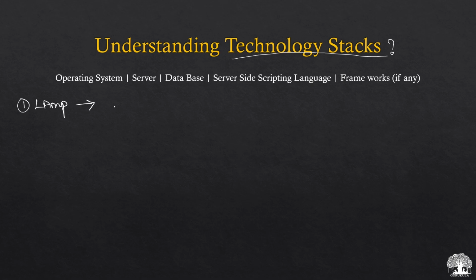So LAMP architecture: the L stands for Linux, which is an operating system that we are using, and A stands for Apache, that is the web server that is being used in this technology stack. Then we use MySQL as the relational database management system, and the programming language that is used for scripting on the server side is PHP. So this is the technology stack.